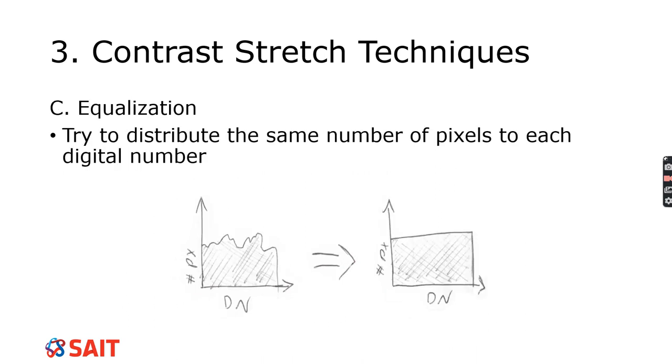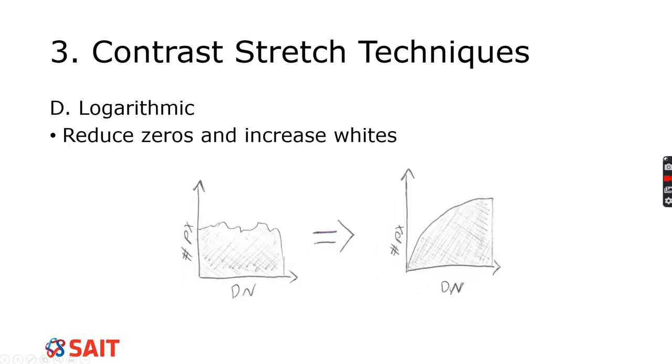Then there's equalization. Equalization is trying to distribute the same number of pixels to each digital number. So I could have it all over the place for my original, and then it just makes them all about the same. So that's the equalization. You can always think of it as equalization is always going to be equal numbers across the histogram.